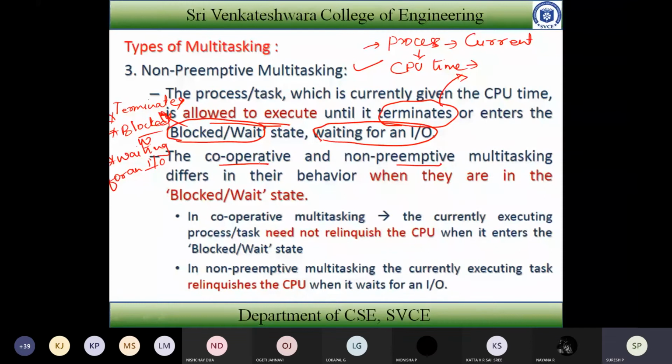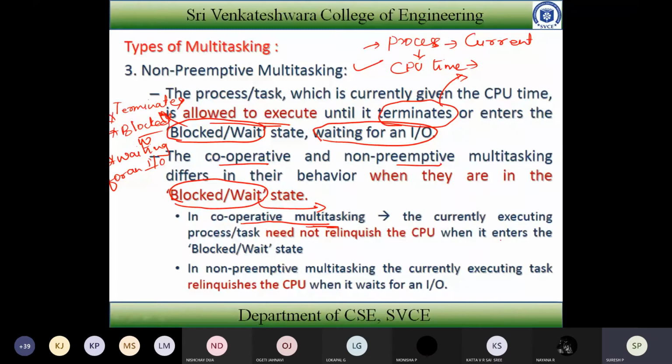The behavior of cooperative and non-preemptive multitasking is going to differ only when they are in the blocked or wait state. How is it going to differ in the blocked or wait state? In cooperative multitasking, the currently executing process needs to relinquish the CPU. It has to release the CPU only when it enters the blocked or wait state.